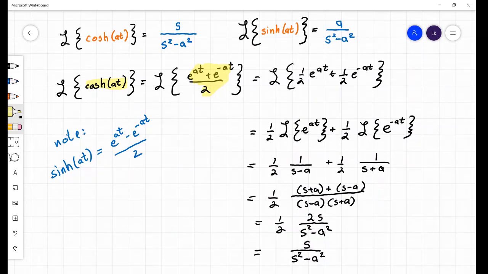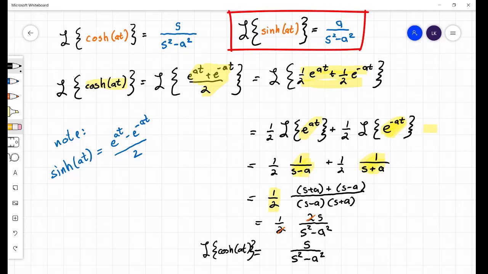We break that up so that we can take advantage of linearity of the Laplace transform. We know the Laplace transform of e to the at and e to the minus at. And then we factor out the 1/2 and combine the two remaining rational functions. We have a nice cancellation, and then we get our Laplace transform of hyperbolic cosine. And similarly, we would have a Laplace transform of hyperbolic sine.